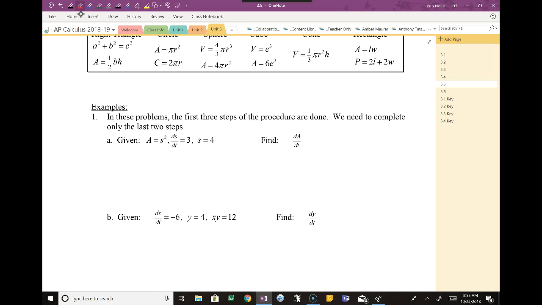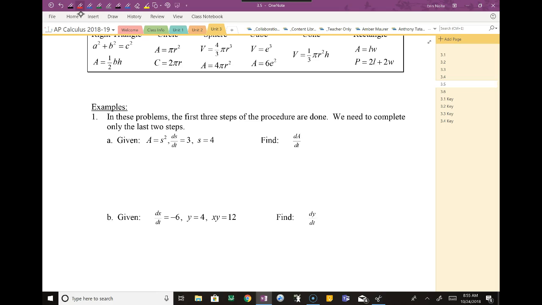It says the ds dt equals 3, and the instantaneous information is 4. Okay, so let me kind of set this up for you. Jacob and Garrett, are you guys paying attention? Yeah. Number 4? Yeah.